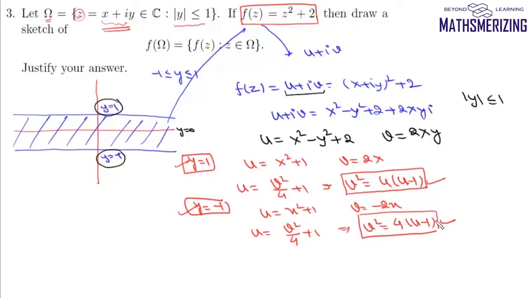Now we'll put y as 0. In that case, we'll get u as x square plus 2 and v as 0. In that case, we'll get a ray lying on the x-axis, which is greater than or equal to 2. Its y coordinate will be 0. Now what we'll do is we'll plot these three sketches.